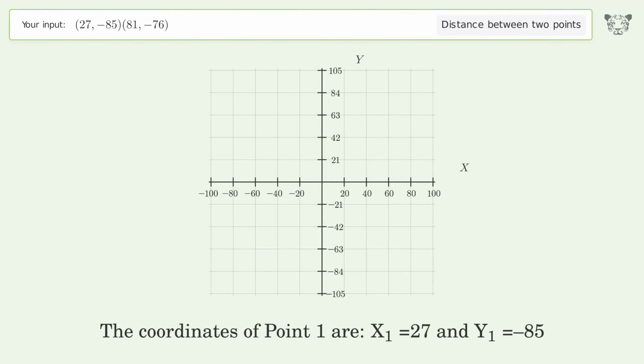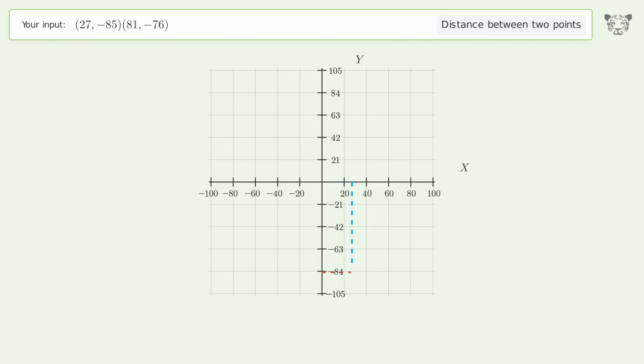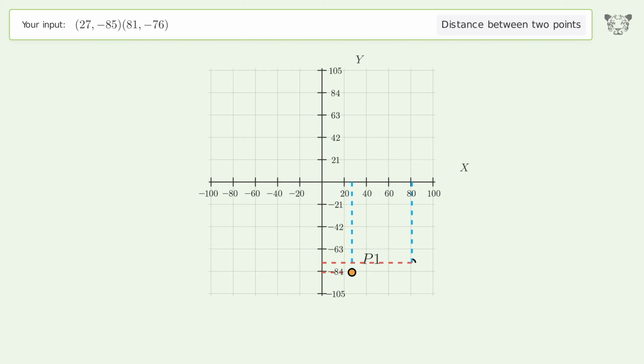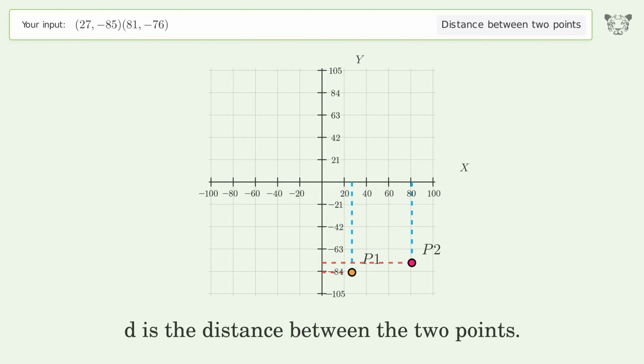The coordinates of point 1 are, x1 equals 27 and y1 equals -85. The coordinates of point 2 are, x2 equals 81 and y2 equals -76. D is the distance between the 2 points.